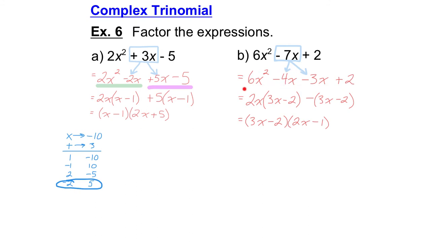So if I look at the first two terms, 6x squared minus 4x, greatest common factor is 2x. I multiply that by 3x minus 2 as the other factor. And over here, the greatest common factor is actually just minus 1. So I'm just going to factor out a minus 1. I'm left with 3x minus 2. So 3x minus 2 is a common factor. I'm left with 2x minus 1 as my other factor. So that's complex trinomials for you.